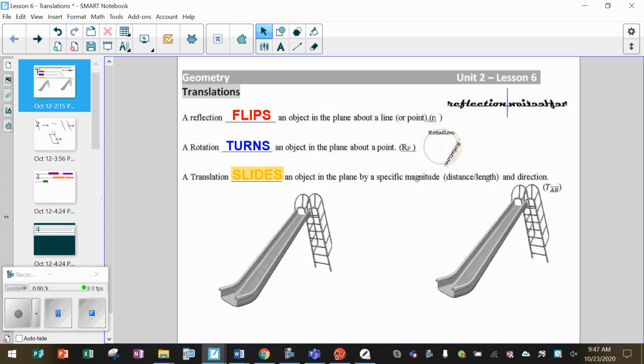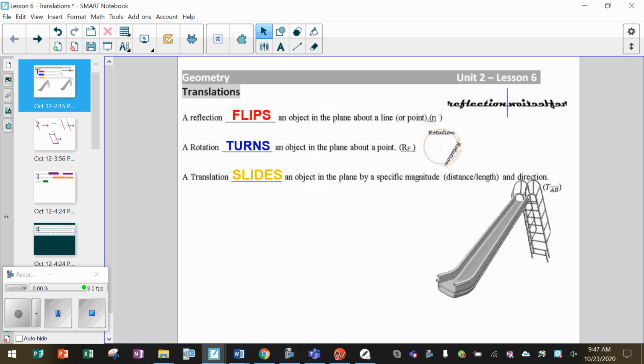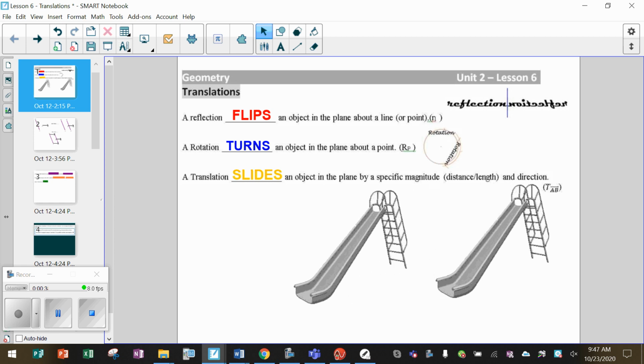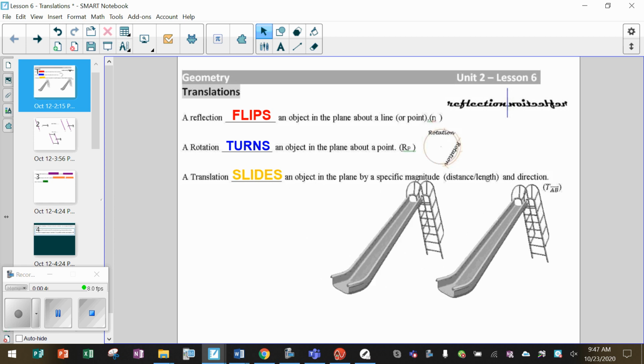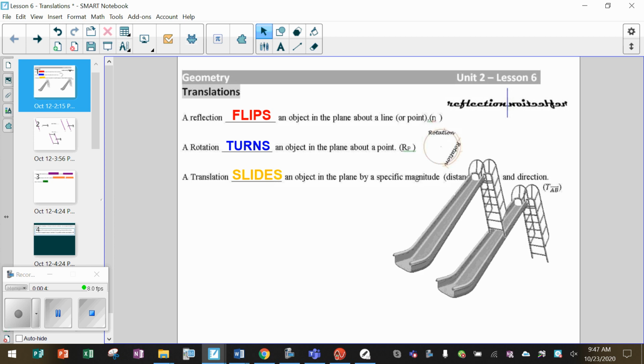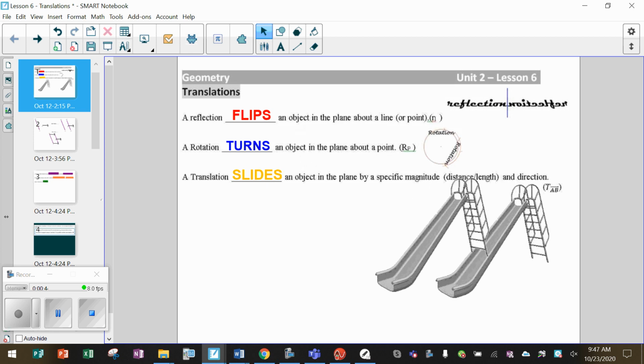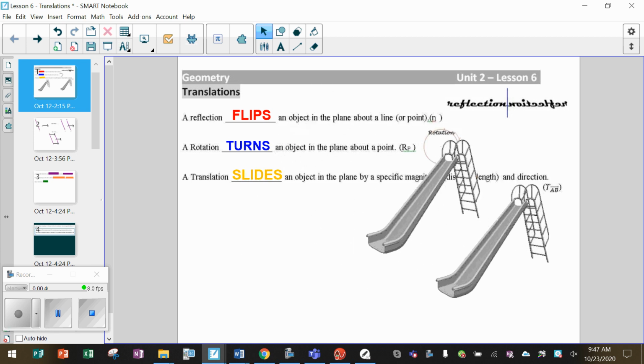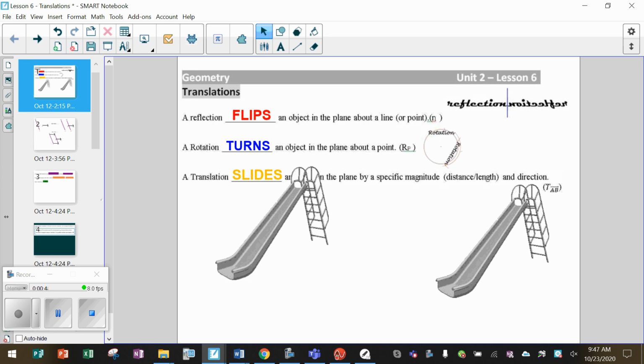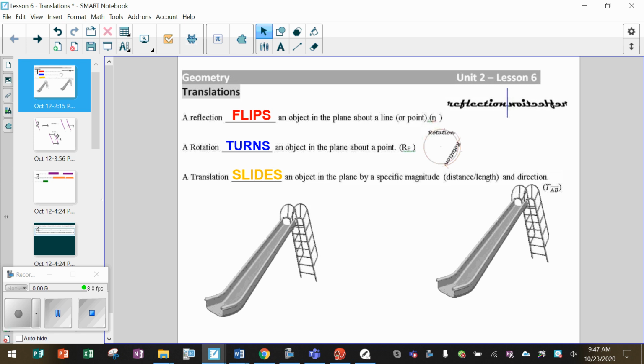So today we're talking about a translation. And a translation is a slide. Just like our slide picture, it can slide to a different spot on the page. It could be horizontal, could be vertical, or it could be some angle in between. It could go over and then up, but the end result would be a diagonal. So a translation is like a slide of an object.